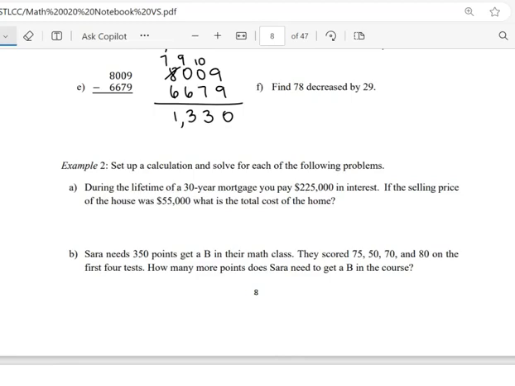So I got 1,330. How do you check yourself that you actually did it correctly? You just add them together. So if you add 1,330 to 6,679, you will get 8,009 if you did your problem correctly.